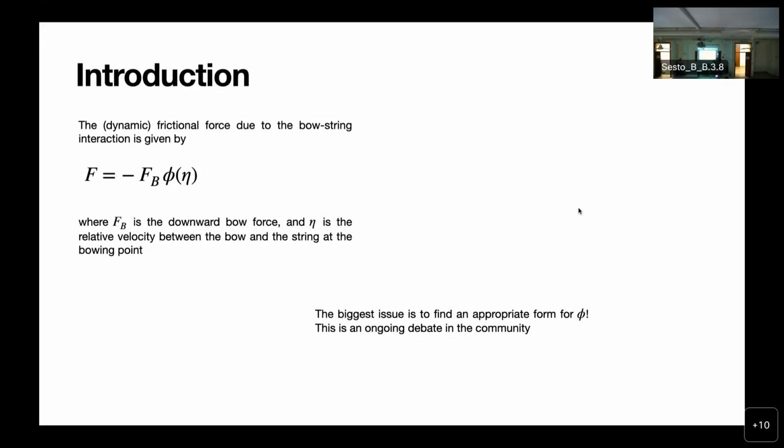Okay, so Fb is the amount of force that the bow is exerting vertically, and eta is the relative velocity between the string and the bow in this direction. It's a very simplified model to start with, but we need to start with very simple problems and then perhaps move on to more complicated scenarios.